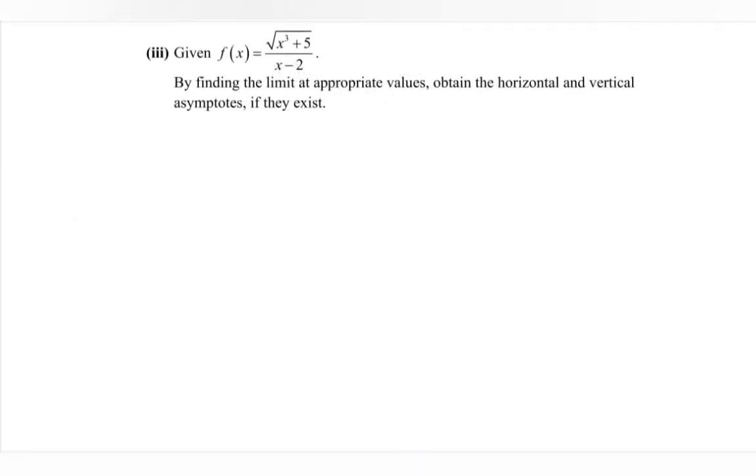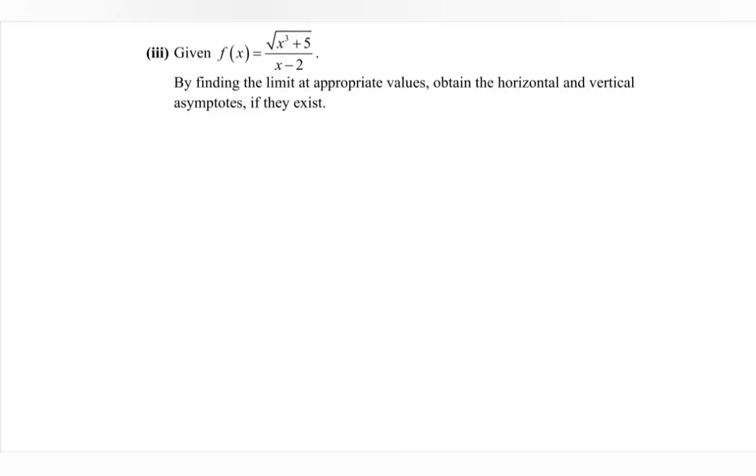Hello everyone, in this video I'm going to discuss an example for limits and also the asymptote. Given the function f(x) = (square root of x cubed + 5) over (x - 2), by finding the limits at the appropriate values, obtain the horizontal and the vertical asymptote if they exist. Referring to f(x), we notice that x cannot be equal to 2, because if we substitute it, we will have undefined.